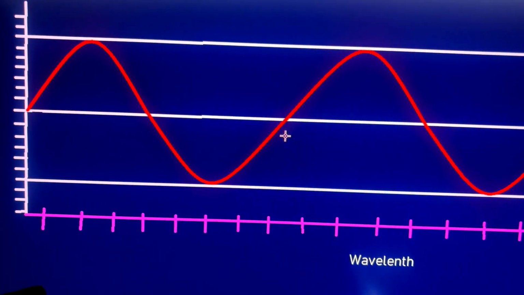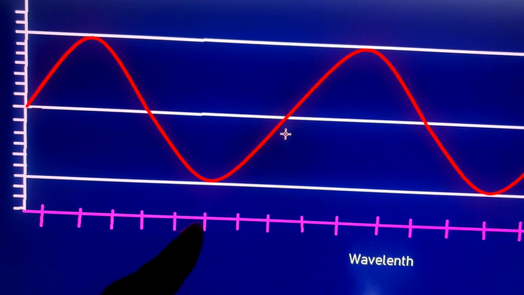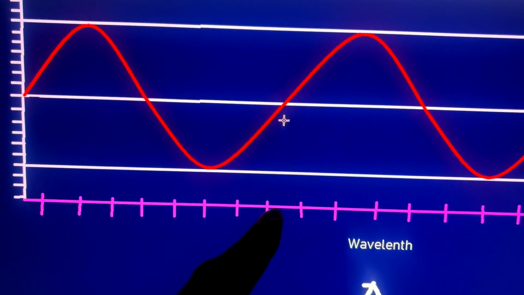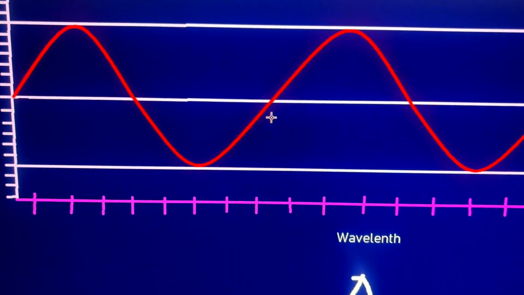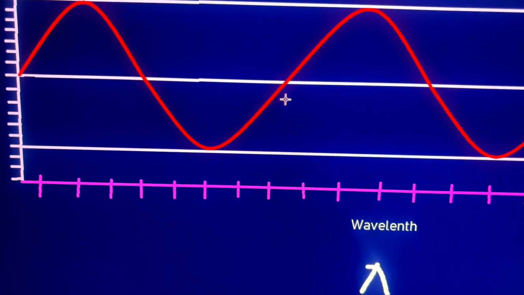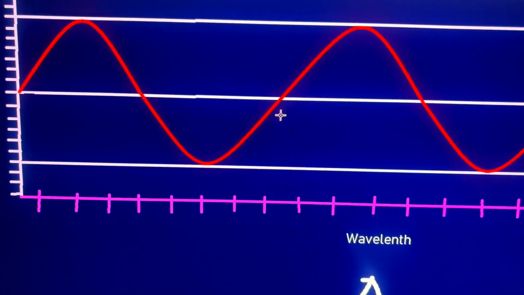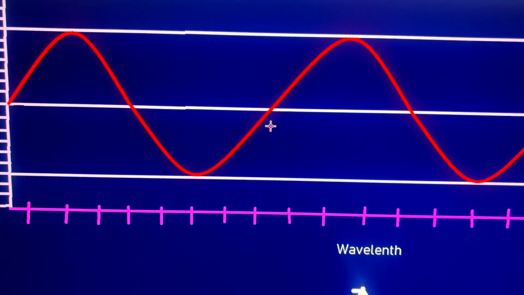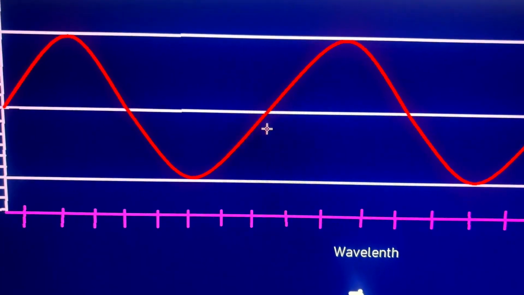And that is 1, 2, 3, 4, 5, 6, 7, 8. 8 notches of the wavelength represent W. So these notches could be any value. It could be for size or the energy. But it represents size. Still learning.